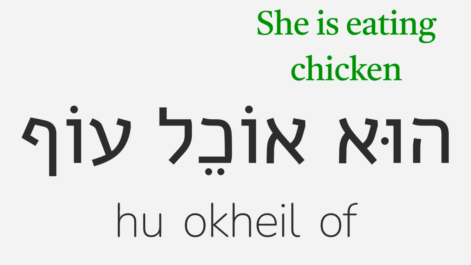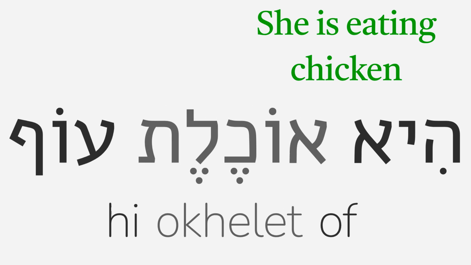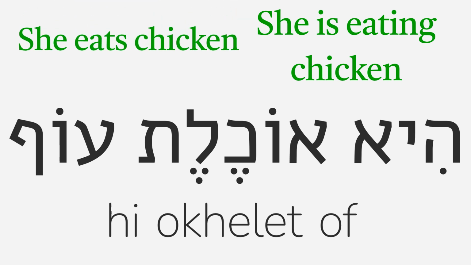To say she is eating chicken, the pronoun we use is hi, she. When we use hi, the verb must be in feminine singular form, so that will be ochelet. Hi ochelet of. She is eating chicken, or she eats chicken.